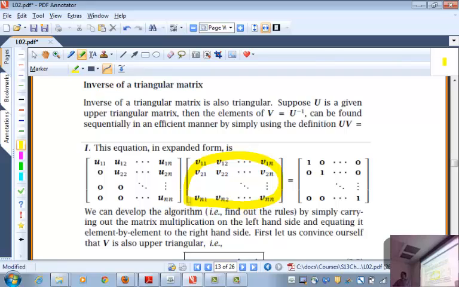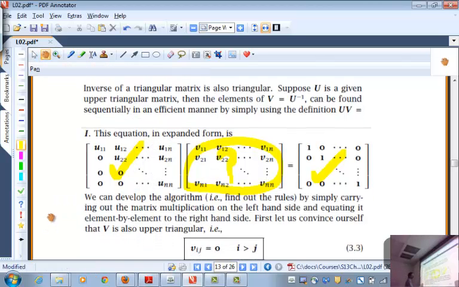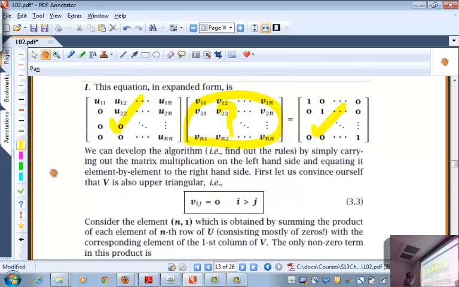Okay, so I'm going to use the logical way of constructing what it is. But what I know is when I multiply this two, I must get I. Okay, so this is known, and that is known, and this I need to find out. Every element in that. Okay, so the first thing I claim is that that is also going to be upper triangular. That is, all the elements on the lower triangular are going to be 0.